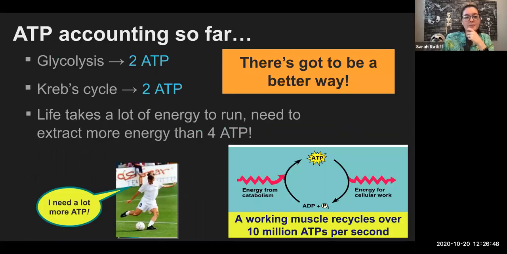All right, so we're counting these ATP. We got 2 from glycolysis. We got 2 from the Krebs cycle, because remember, we're doing the Krebs cycle 2 times, so 1 ATP per round here. So we have 4 ATP. That's not enough. Might be enough for some bacteria, but we're eukaryotes. We need that energy. We have a lot of complex things to do. We're big. We need a lot of energy.